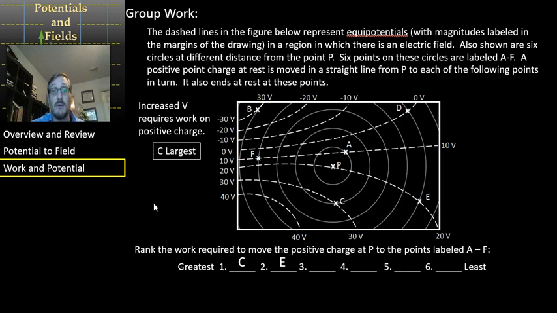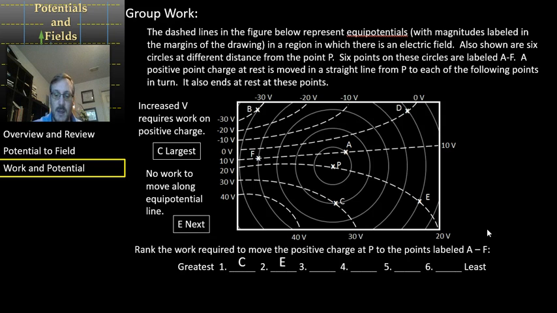And I forgot to erase the E, but E is next because it's on this equipotential. Moving anywhere along an equipotential takes no work. Isn't that awesome? As long as something's along an equipotential, it takes no work. Questions like these appear all the time, where they'll say something about going along an equipotential, how much work is done between them. You'll see those questions on quizzes and tests and all over the place. So probably a good idea to remember that if the potential doesn't change, if you're moving along an equipotential, no work is done. Okay, so that's E. It takes no work to move along the equipotential.